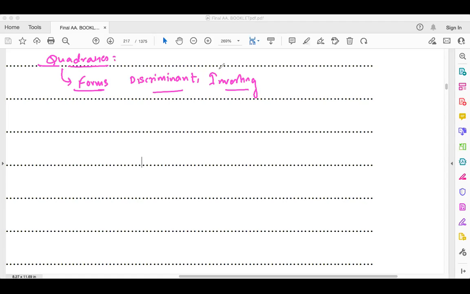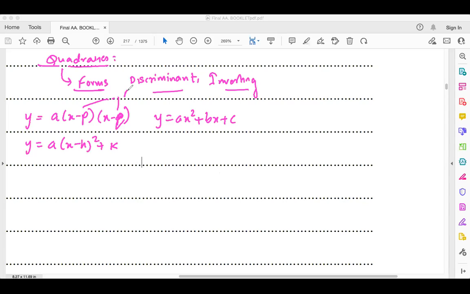Just to begin with, we have the three standard forms. The first one is the factored form, a(x minus p)(x minus q). Second is the ax squared plus bx plus c form, which is your standard form. And the third one is the perfect squared form. Just reminding about what each quantity stands for: P and Q stand for the roots.